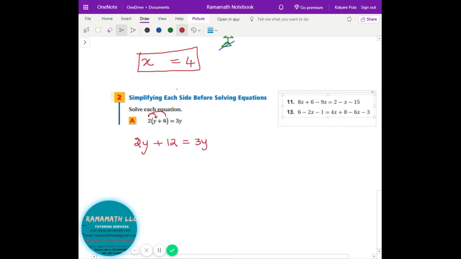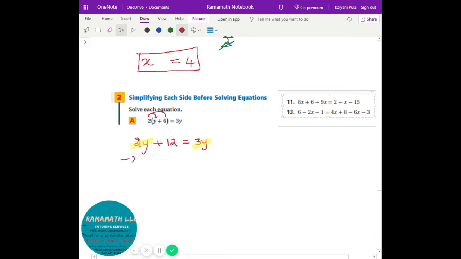Now this question looks like just what we did right now. Your mind is looking for the variables. Oh, I see a 2y here and a 3y here. These are the like terms, but they are not on the same side. They're on the opposite side. So I'm going to subtract. I'm looking for the smaller one. Which one is smaller, 2y or 3y?